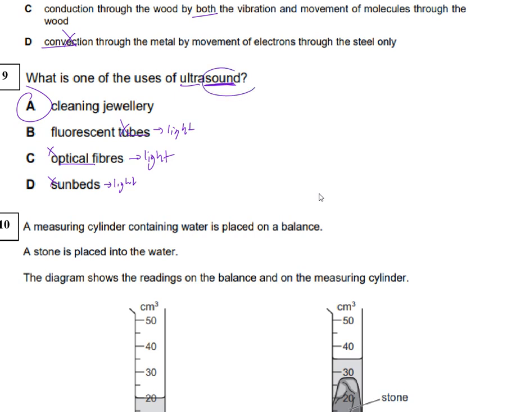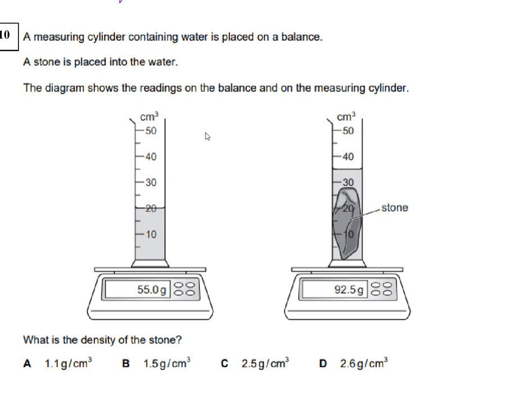Look, there's the word sound and ultrasound. So if you don't know an answer, you can go with the process of elimination. Somebody uses light. Optical, the word is optical there. It uses light. Fluorescent tube is fluorescent, it uses light. So the only option left is cleaning jewelries. Now this is a good question there. So this is something that you guys have done before.